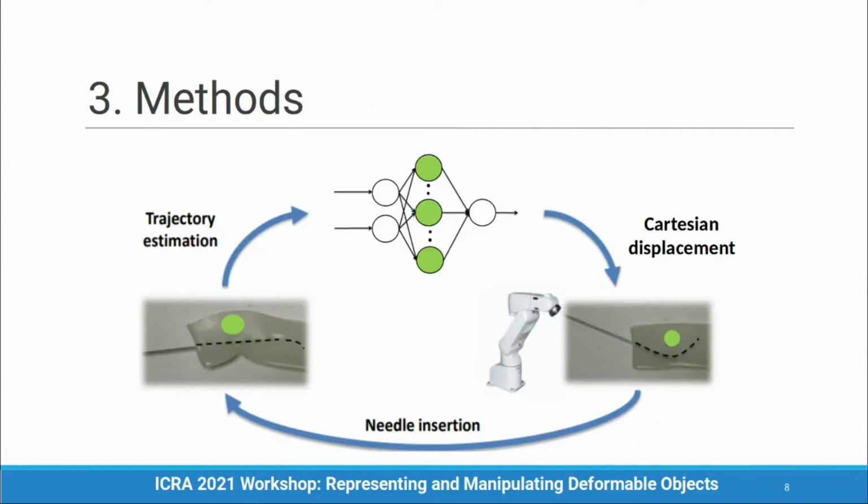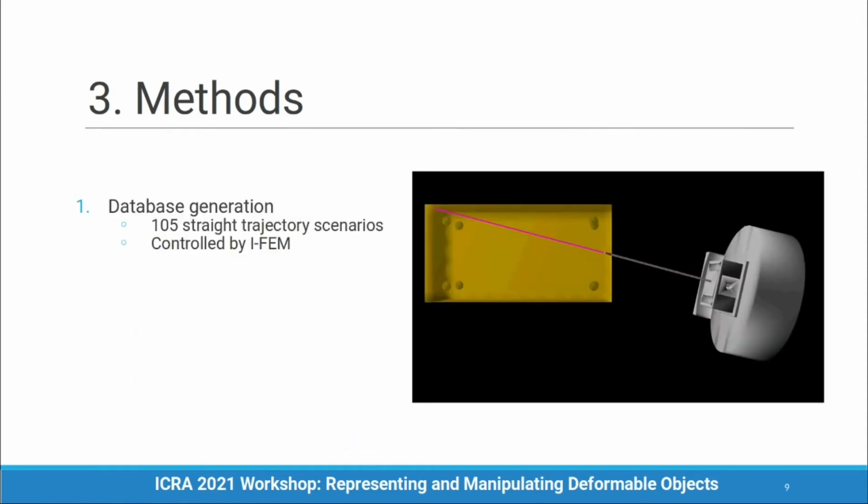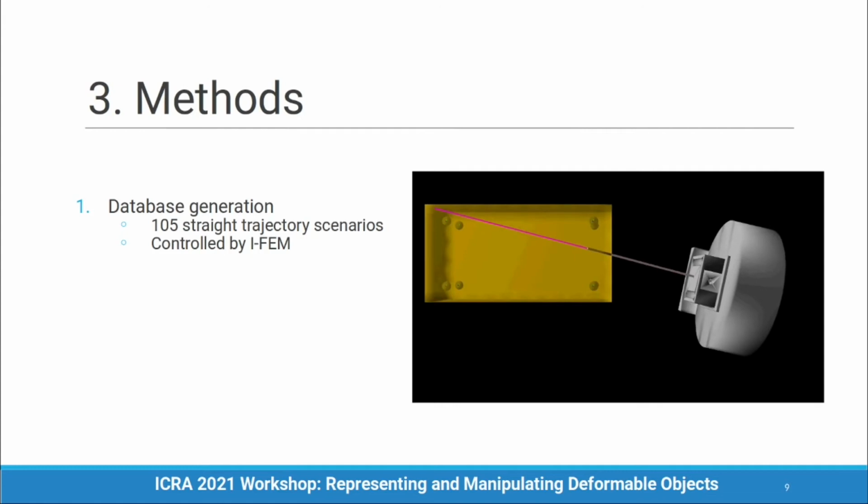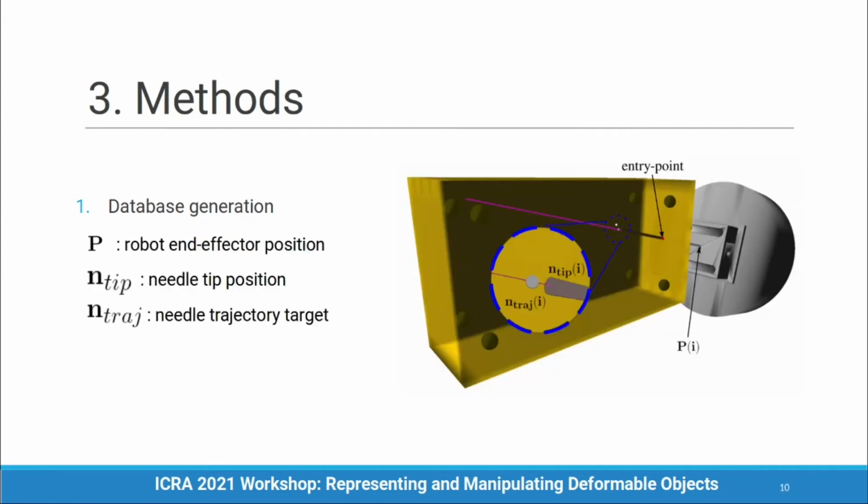In this work, we propose to use a machine learning model to solve the inverse problem and command the robotic end effector at a higher rate. The method will learn from IFEM demonstrations along 105 straight trajectories. Here are the main variables involved in the training process.